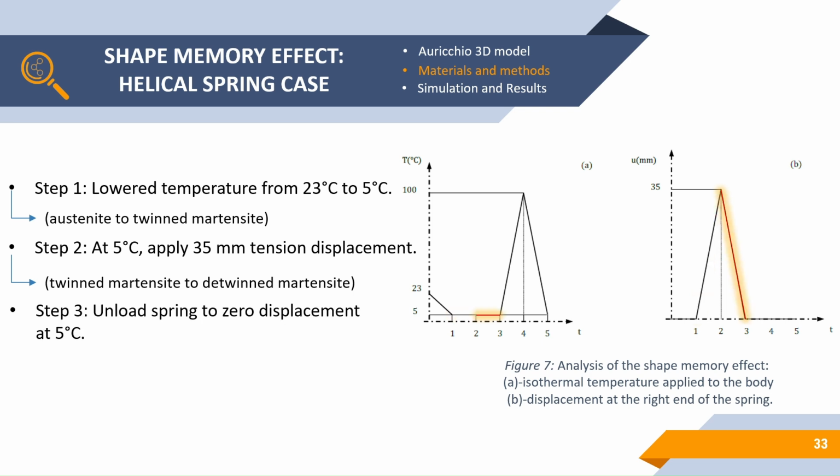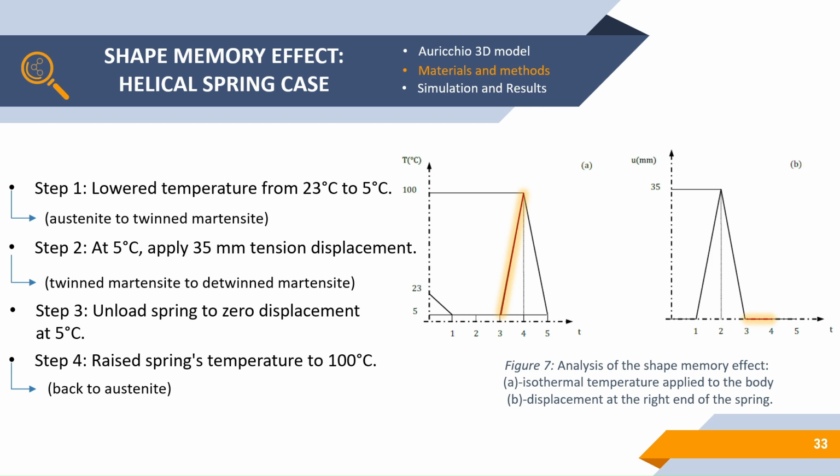In the third step, the spring is unloaded to 0 displacement while maintaining 5 degrees Celsius. In the fourth step, the spring's temperature is increased to 100 degrees Celsius, causing it to return to the austenite phase. And finally, in order to complete the one-way shape memory effect, the temperature is brought back to 5 degrees Celsius.